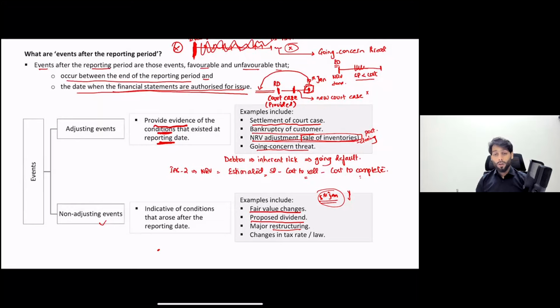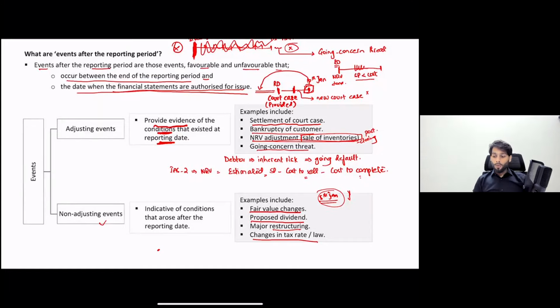Changes in tax rates or maybe changes in law. This is also a non-adjusting event. You don't know when tax rates are going to change. In Pakistan specifically, you see how many mini budgets come, and things change everywhere in the world. Financial packages differ from time to time. Every government does that. So a change in tax rate or law is not an adjusting event. All right.